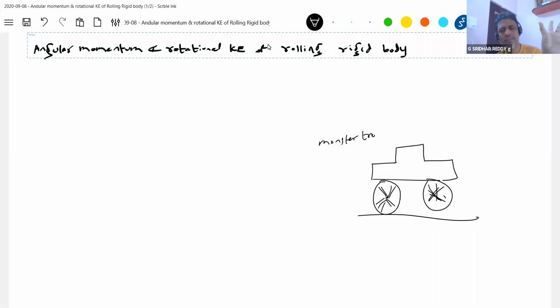Nothing very big. If you have any pencil or pen, you just push it, and it starts moving and also rotating. That particular rolling motion is what we are discussing. Any vehicle moving on the road is nothing but a part of rotation mechanics. Just make observations.